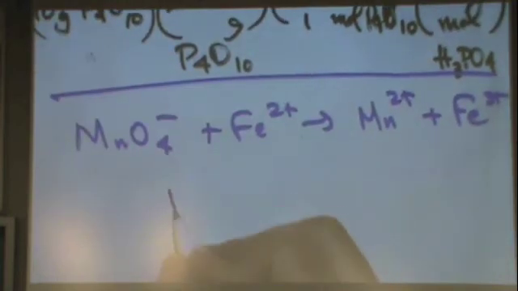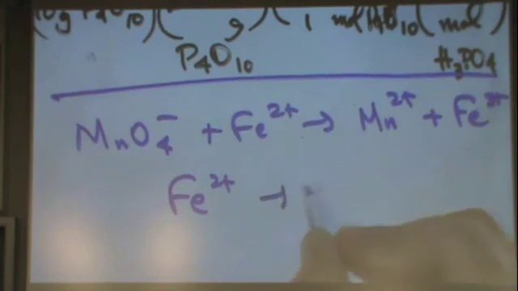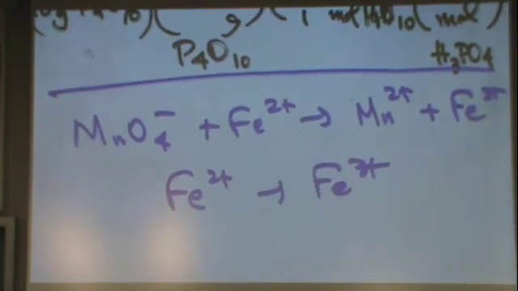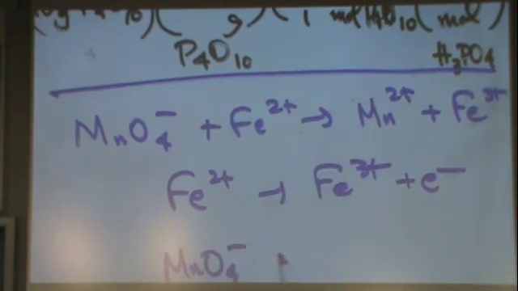Okay, so first thing, you balance whatever is not oxygen or hydrogen, that's iron, and that's already balanced. Step 2, you balance the oxygen, there's none. Step 3, the hydrogen, there are none. Step 4, the charge, plus an electron. Next half reaction.